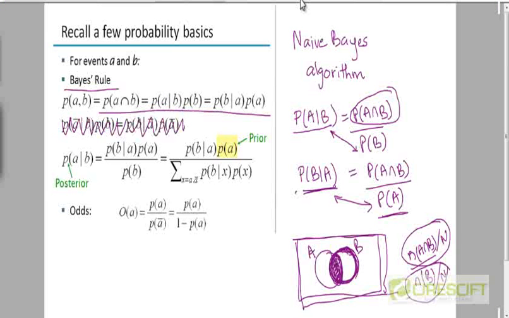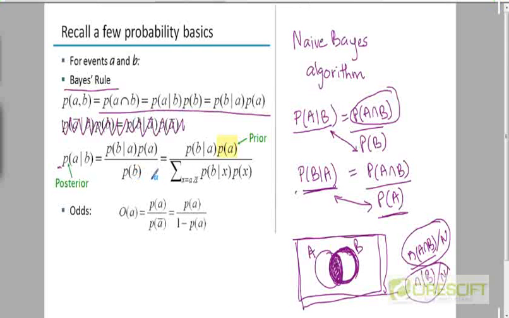You can ignore this. Now, if you look at these two ways of expressing the probability of A intersection B, and if you equate them, you get another formula, which is just another way to express Bayes theorem: the probability of A given B is the probability of B given A multiplied by the probability of A divided by the probability of B.